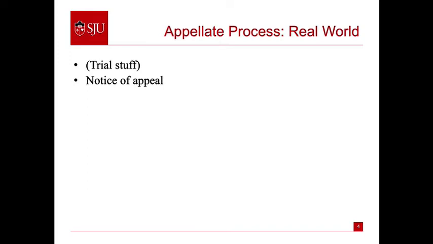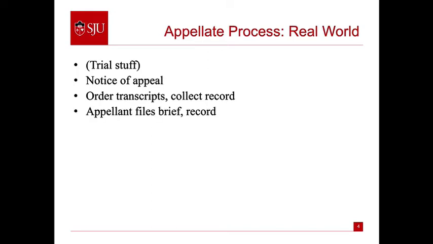New York allows a lot of what we call interlocutory appeals. But in general, in the federal system, you have to wait for the whole process to play out at the trial court level before a party may appeal. The losing party at the trial level can file a simple document known as the Notice of Appeal. That's what starts the appellate process. From there, the party appealing, which we call the appellant, has to order transcripts and collect together the record, meaning all of the documents that are relevant to deciding the appeal.